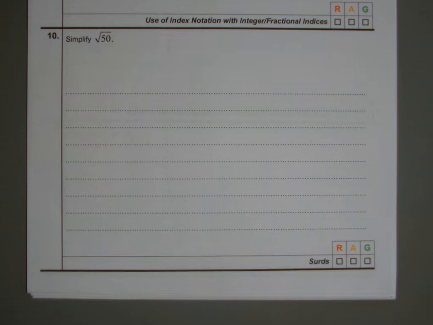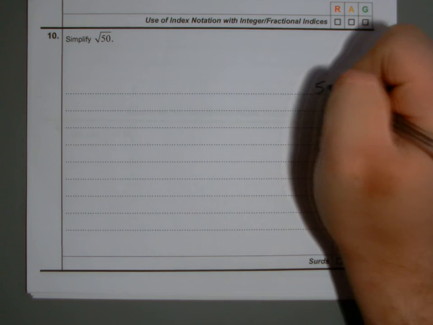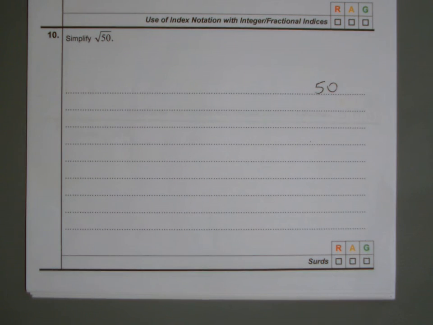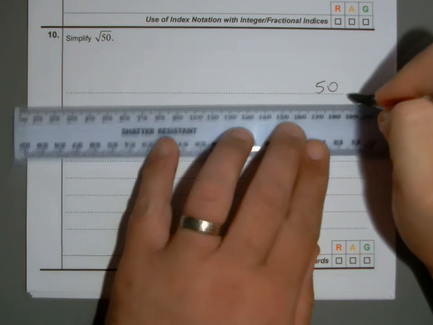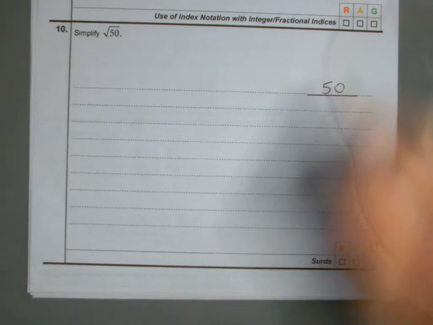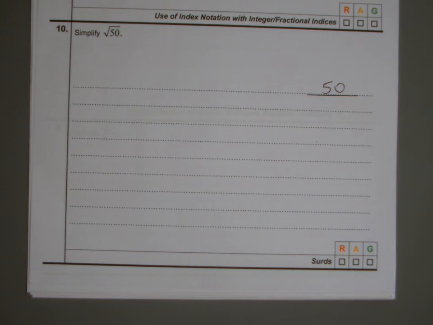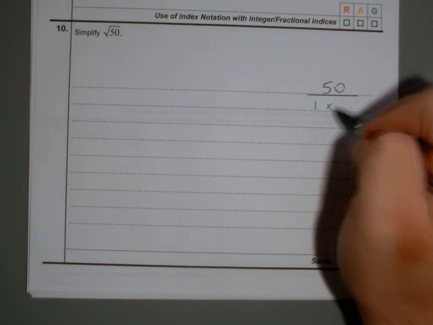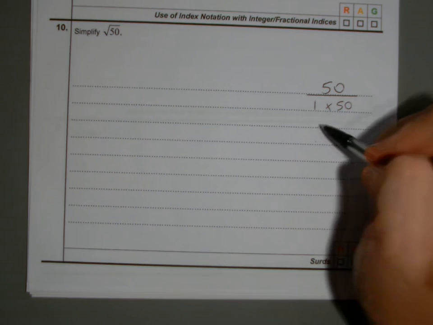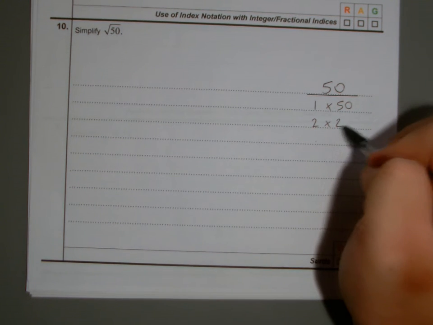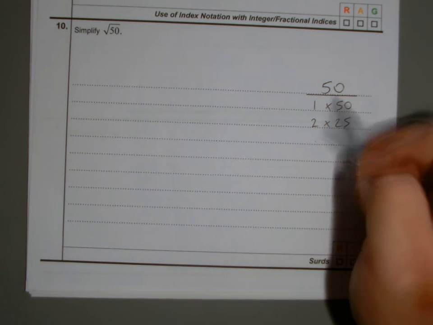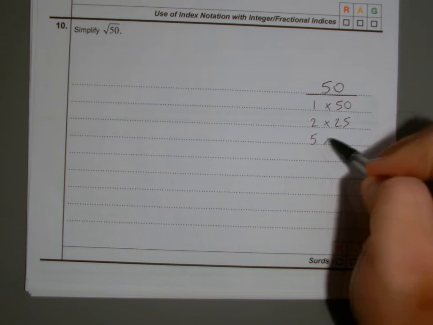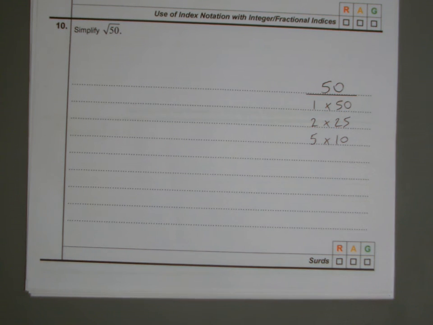Okay, simplifying surds. Now, the trick to this is to think about factors of 50, and preferably factor pairs, because you'll see then the process works quite simply. So let's think of factor pairs of 50. Well, of course, 1 times 50 gives me 50. 2 times 25. 3 doesn't go into it, 4 doesn't go into it, but 5 does, doesn't it? 5 times 10, and I think I'm done there. Those are all the factor pairs of 50.